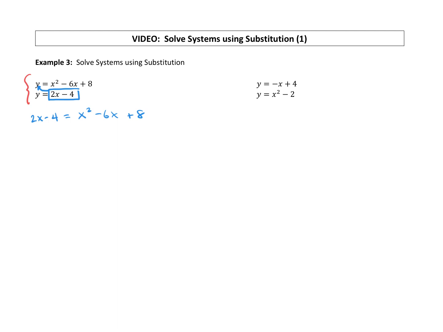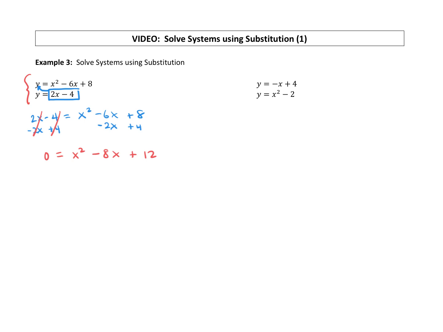So I'm going to do a couple steps at the same time. I'm going to subtract a 2x. I'll come over here and subtract a 2x from its like term. And I'm going to add 4, and I will add 4 to its like term. When I rewrite the equation, 2x minus 2x cancels, negative 4 plus 4 cancels. So we have 0 equals x squared. Negative 6x minus 2x is minus 8x, and 8 plus 4 is plus 12.